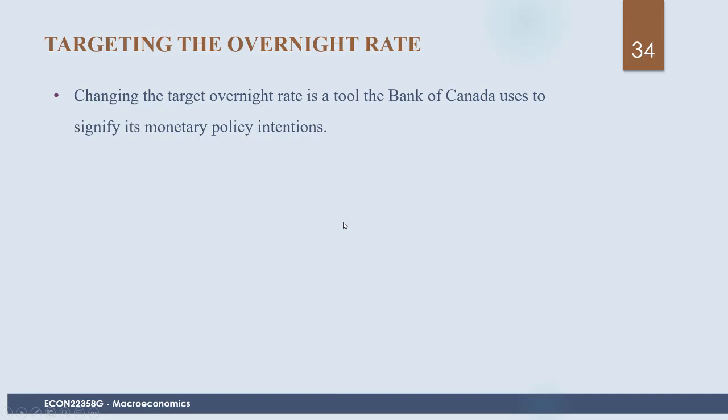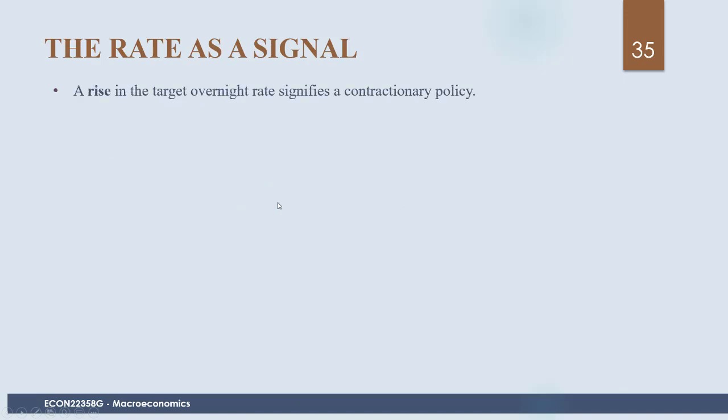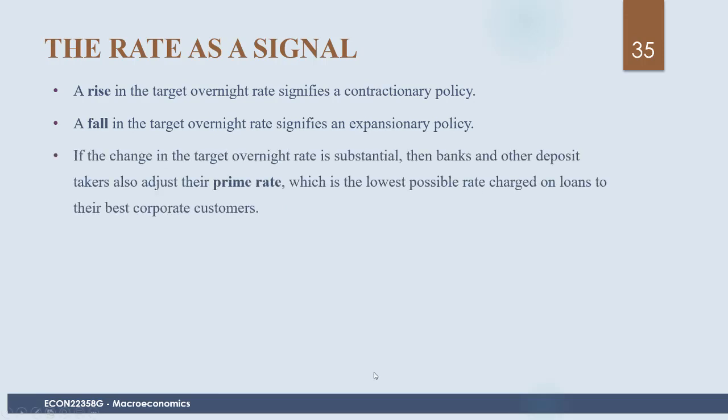Okay, so changing the overnight rate is a tool the Bank of Canada uses to signify its monetary policy intentions. When it changes its target band for the overnight rate, it's automatically adjusting the bank rate and the banker's deposit rate. So that's the story with the overnight rate. And why do we care? Well, the rate is a signal. A rise in the overnight rate signifies a contractionary policy. A fall in the target overnight rate signifies an expansionary monetary policy.